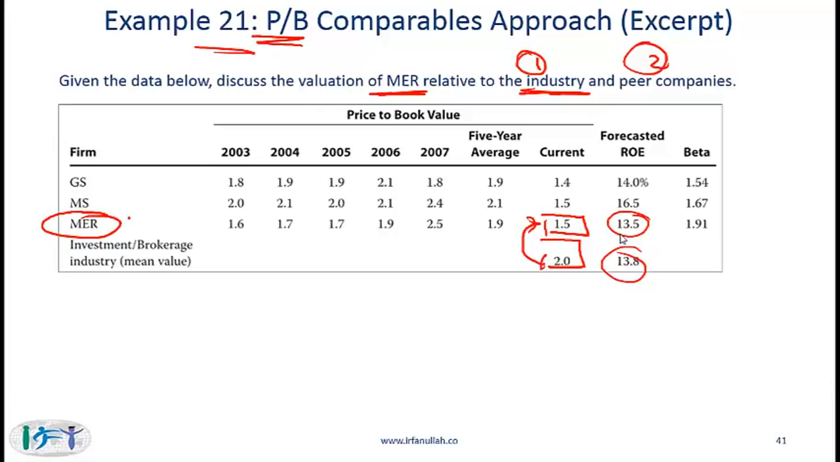What about compared to the peer companies? When you compare with the peer companies and just look at price to book, the price to book is in the same ballpark. Okay, it is a little bit higher than GS, but the same as MS, but roughly in the same ballpark. So then you look at the other numbers. The other two companies have a higher ROE and lower betas. So compared to these two other firms, MER looks overvalued.